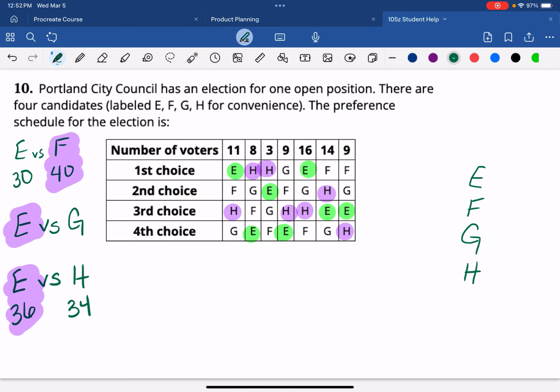So now that we're done comparing candidate E, we've done all the possible comparisons with E because we compared E to F, E to G, and E to H. So we're going to move on to candidate F, and we're going to do as many comparisons as we can for F. And as we mentioned, F and E are already compared. So we're going to go ahead and compare F with G.